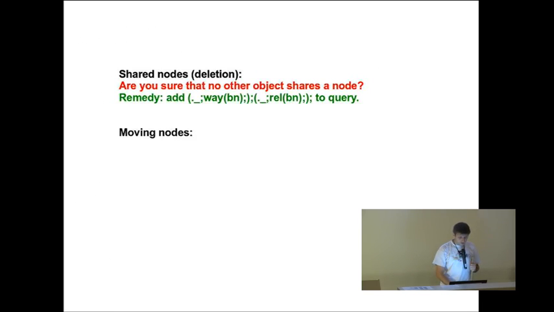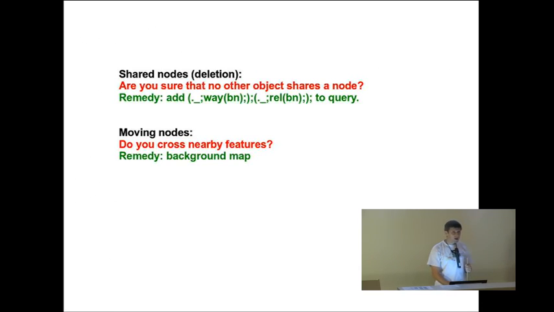Similar thing to for moving nodes. Do you cross nearby features? Actually, the best thing I would suggest is a background map. That's not perfect, but it's acceptable because it rarely will happen that a significant part of all features isn't rendered at all.